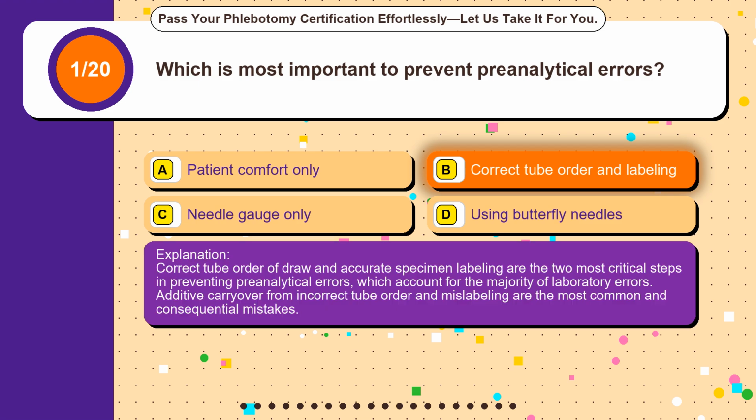Correct tube order of draw and accurate specimen labeling are the two most critical steps in preventing preanalytical errors, which account for the majority of laboratory errors. Additive carryover from incorrect tube order and mislabeling are the most common and consequential mistakes.